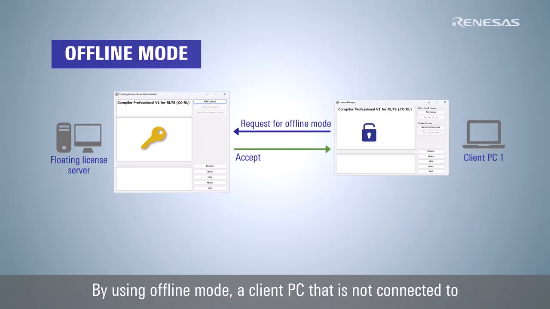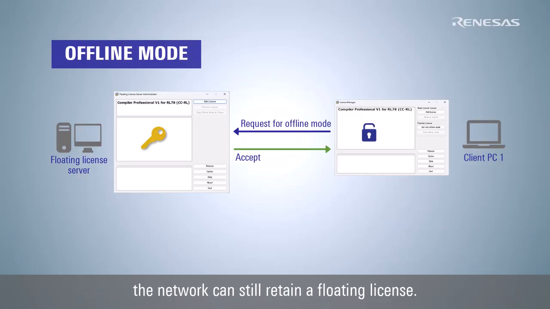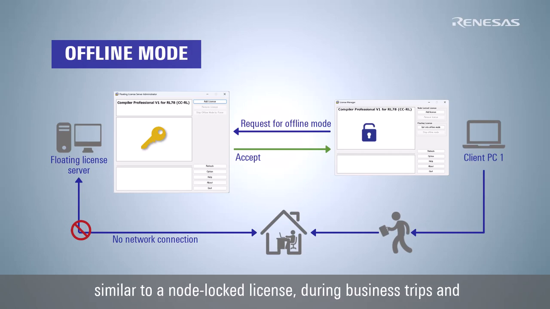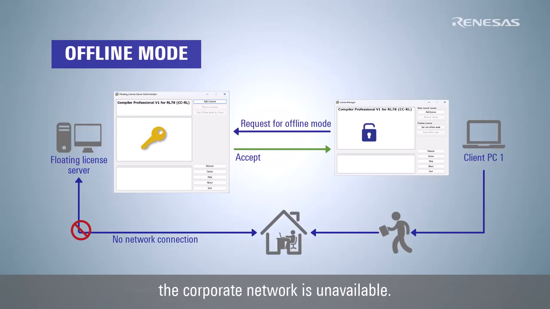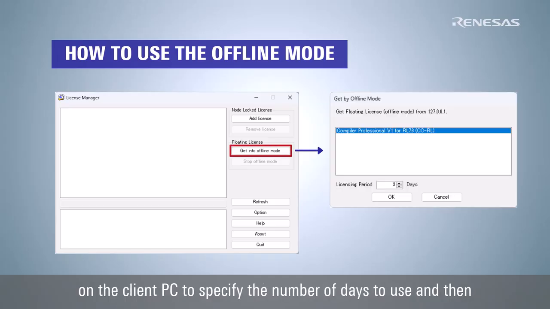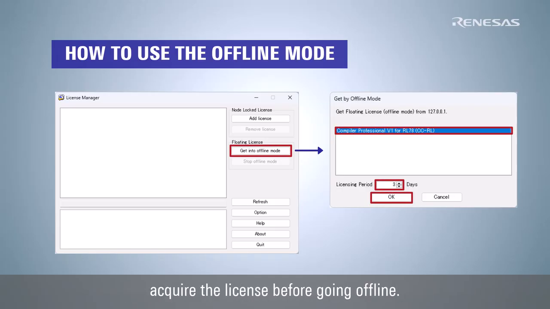By using offline mode, a client PC that is not connected to the network can still retain a floating license. This enables continued software development, similar to a node-locked license, during business trips and telecommuting environments when connecting to the corporate network is unavailable. To use a floating license in offline mode, use the License Manager on the client PC to specify the number of days to use and then acquire the license before going offline.